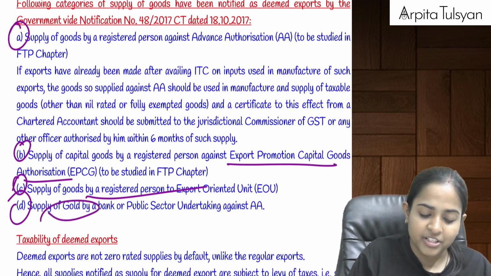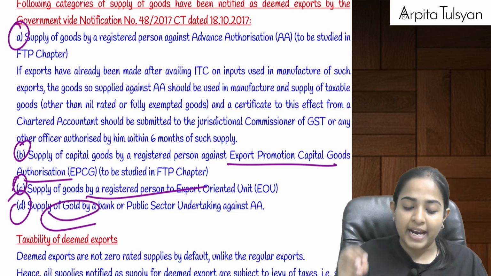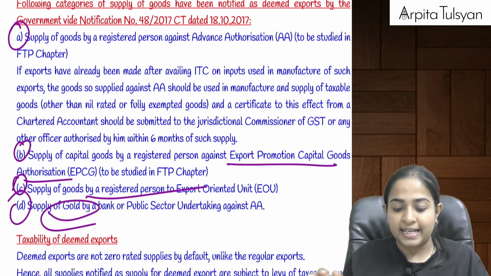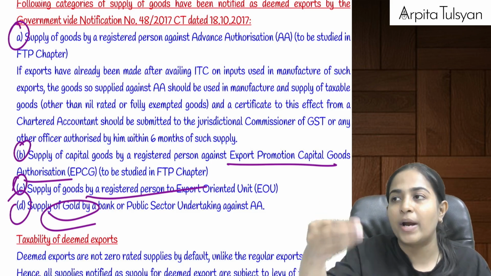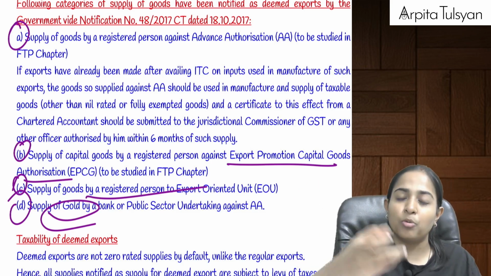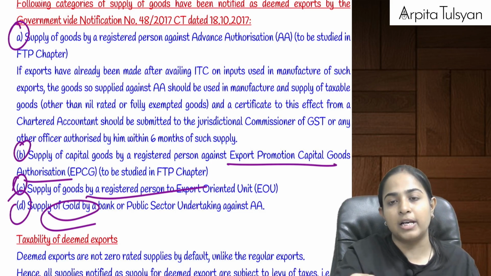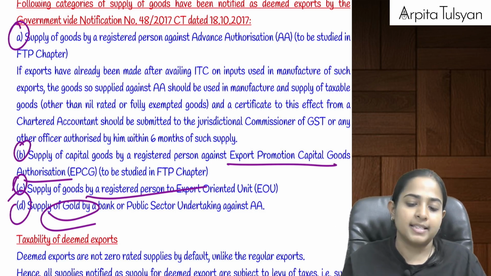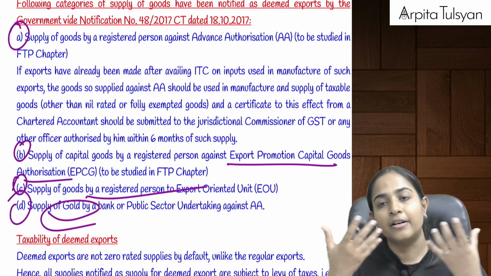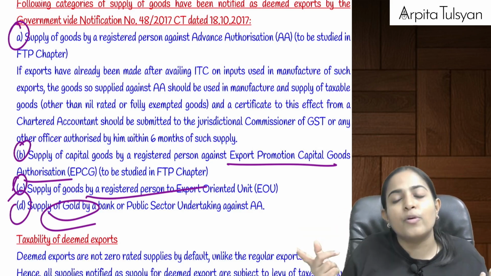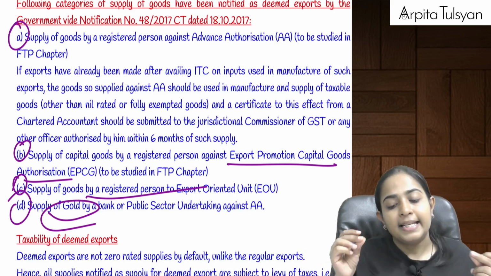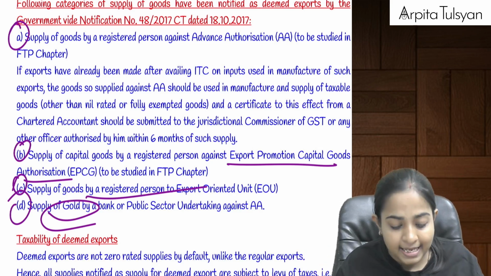And the last one, which is a very specific transaction, whenever any bank or public sector undertaking supplies gold to any other person against advance authorization, who is situated here in India only, then even this transaction will be considered as deemed export. So even if the supplier and the recipient is situated here in India only, further it is going to be exported, or further the government is going to get some benefit out of it, then such transactions will be called as deemed export.